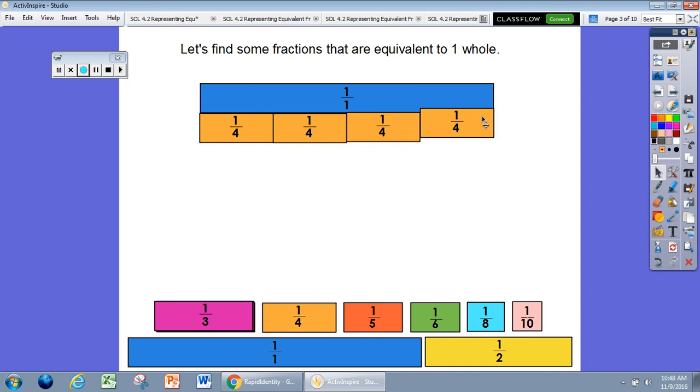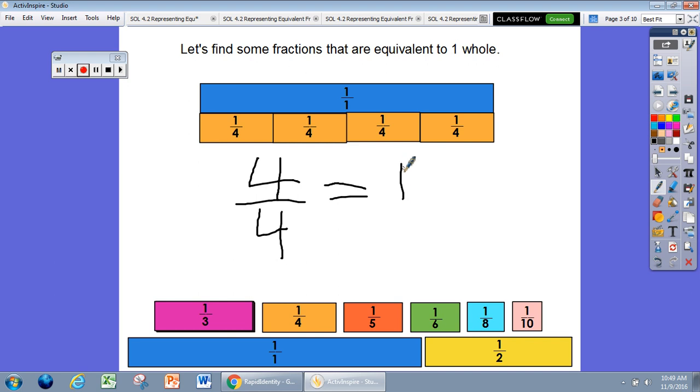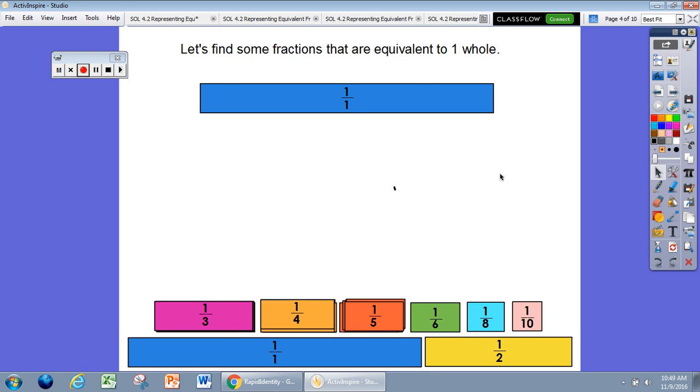Now let's see if our same rule applies. When we write it, we know we have 4, and we know those pieces are cut into fourths. And we know that that is equivalent to one whole. And look, our numerator is the same as our denominator. Wow. Let's try one more. Pick one to do on your own. Pause the video and hit play when you're ready to go again.